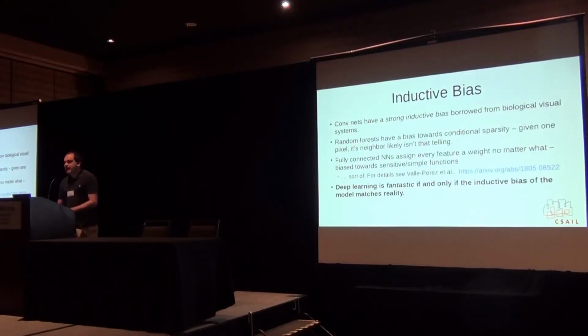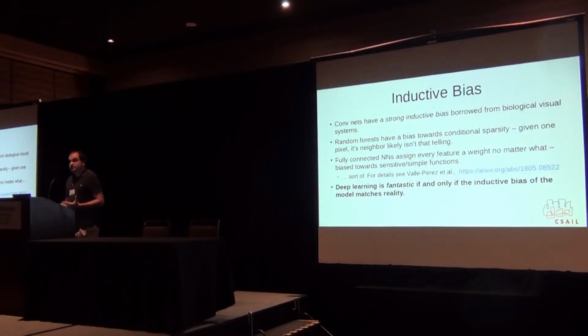Now, the reason that this is happening is because of inductive bias. Convolutional neural networks have a very strong inductive bias that we've borrowed from the human visual system, right? They have to learn these little sliding windows of filters. There's nothing else they can do. Random forests also have an inductive bias that's normally called conditional sparsity. If you're training a random forest model and you split on one pixel, because pixels and neighborhoods are highly correlated, you're very unlikely to split on the pixel next to it.